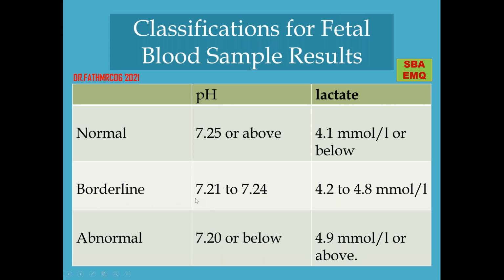Borderline: if the pH is between 7.21 and 7.24, or the lactate is 4.2 to 4.8 millimole per liter, this is borderline. Abnormal: if the pH is 7.20 or below, or the lactate is 4.9 or above. This is very important because you should know normal, borderline and abnormal fetal blood sampling, because the intervention depends on the finding.